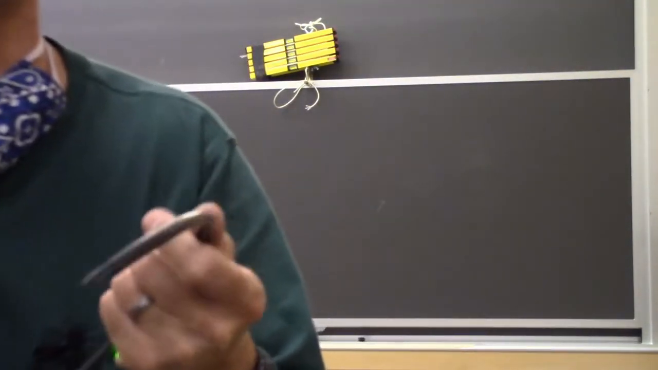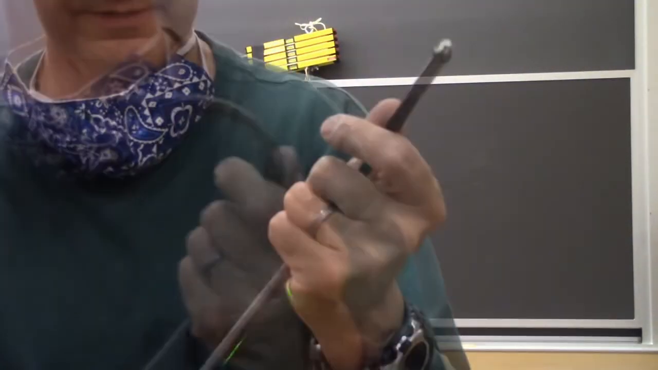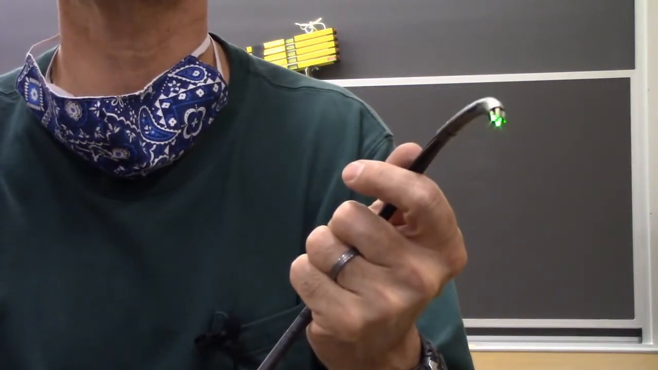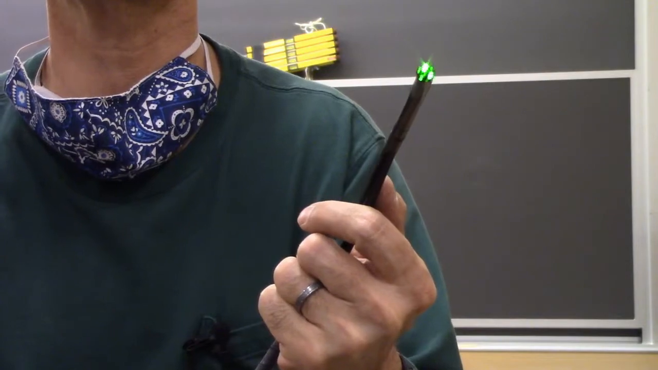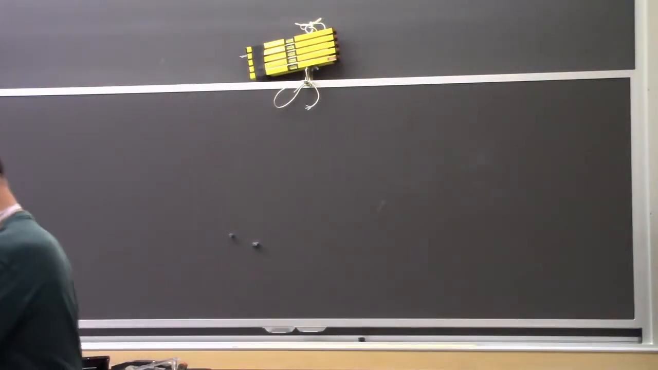So here are some optical fibers. You can see I put light in one end and then through total internal reflection it comes out the other end, even though it's curving around.